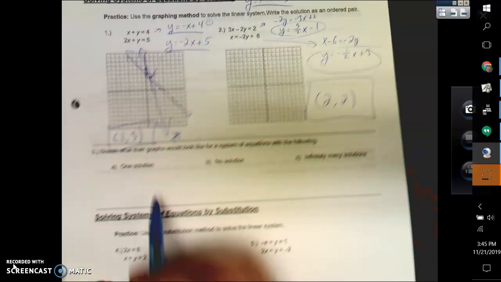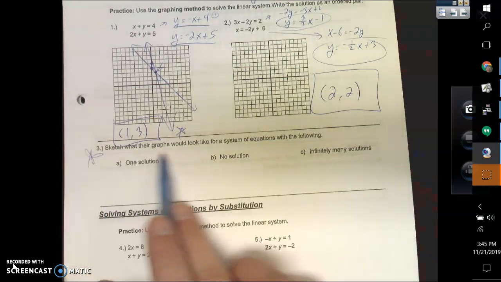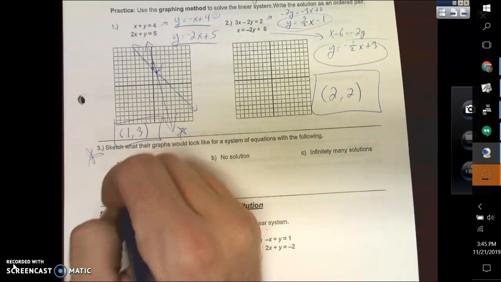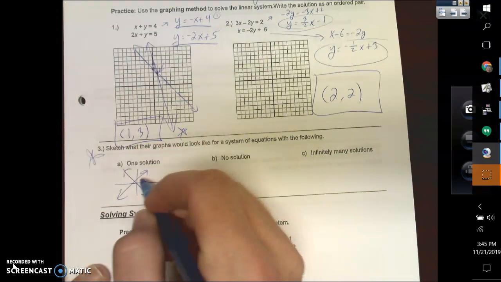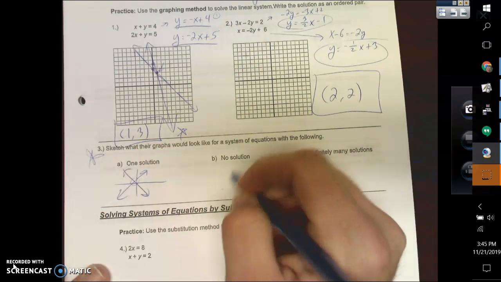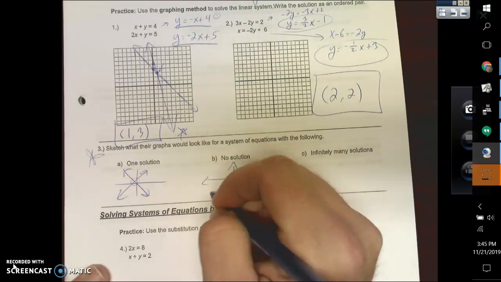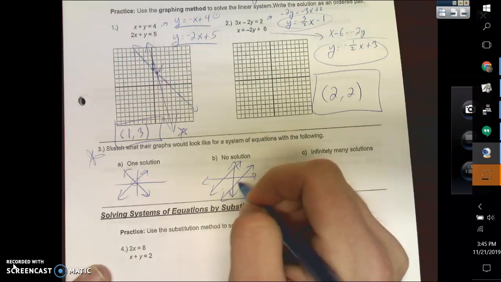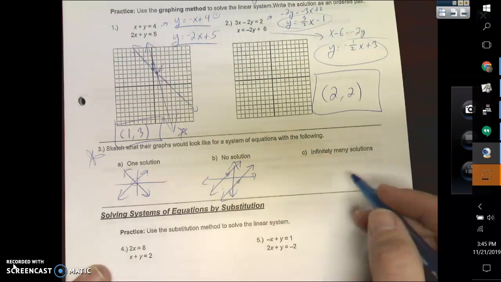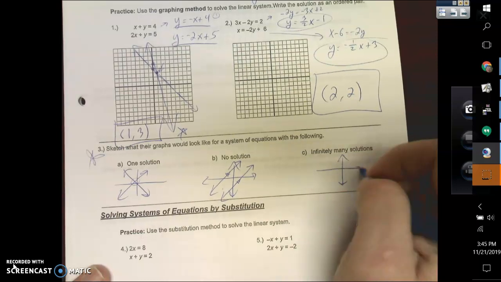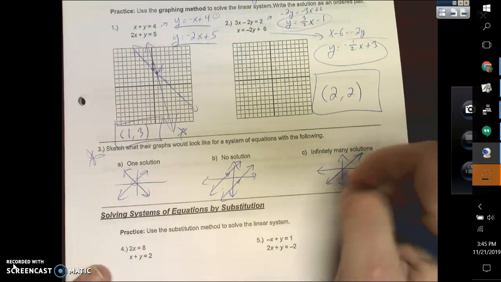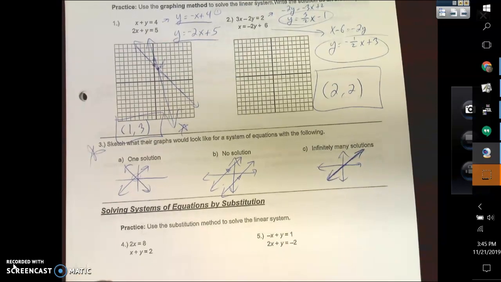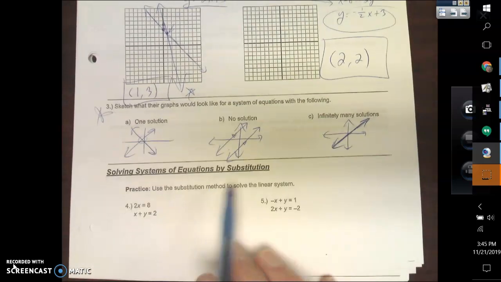Something important for you guys to take note of. Sketch what the graphs would look like for a system of equations with the following. One solution means a graph that hits at one point. X marks the spot. No solution is when you have a graph where the lines never intersect. What kind of lines never intersect? Parallel lines. Good old geometry. Infinitely many solutions is when you have a line that overlaps the other line, so it's the same exact line. Just something to keep in the back of your mind. That was graphing.